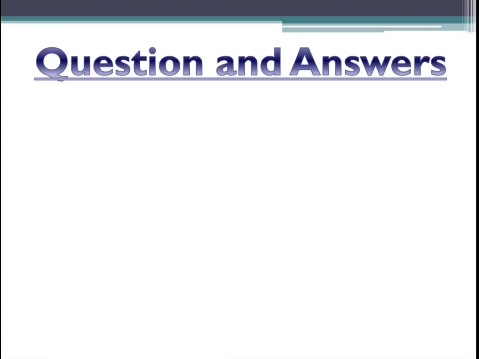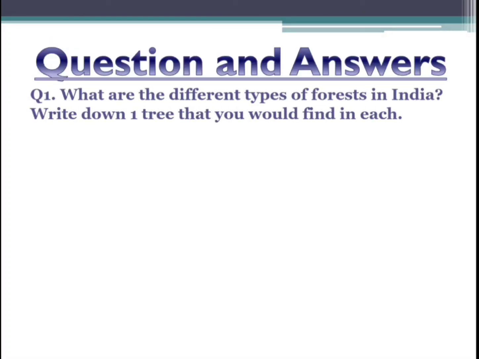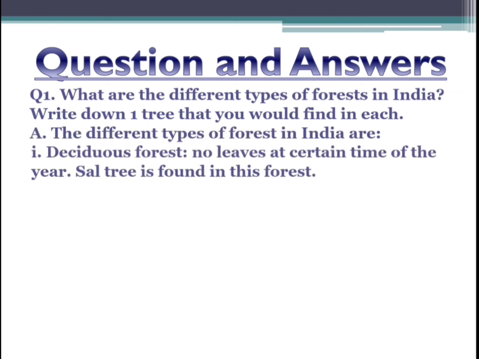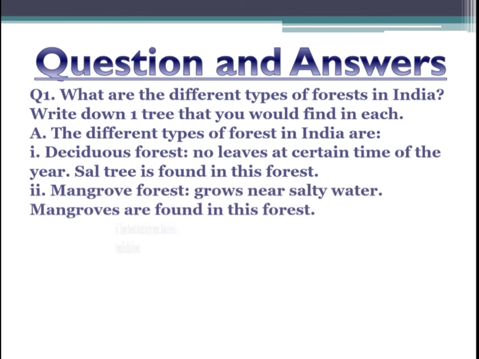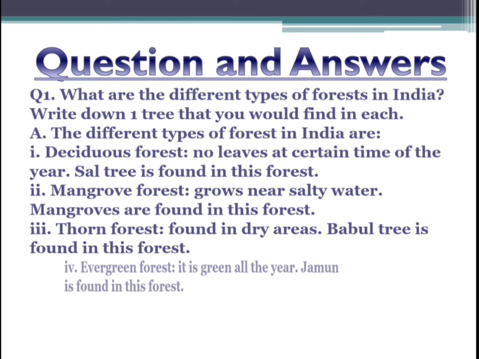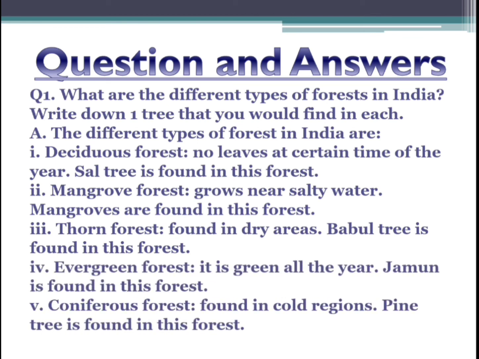And coming to your question answers, what are the different types of forest in India? Write down one tree that you find in each. That means there are five different types of forest, isn't it, children? Thorn forest, deciduous forest, evergreen forest, mangrove forest, and coniferous forest. So in each one, you have one property, one speciality. Isn't it, children? In deciduous forest, there are no leaves in certain seasons, isn't it? Thorn forest, they are small trees. Yes, mangrove forest grow in salty region, and coniferous forest grow in cold regions, and that is a property of those forests.